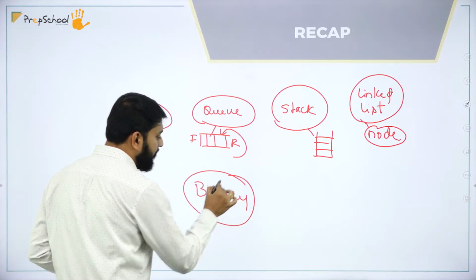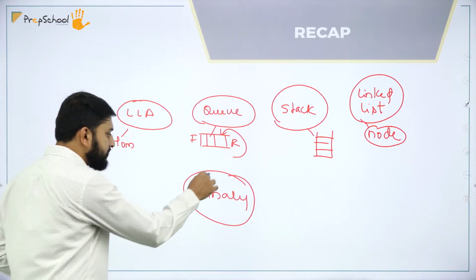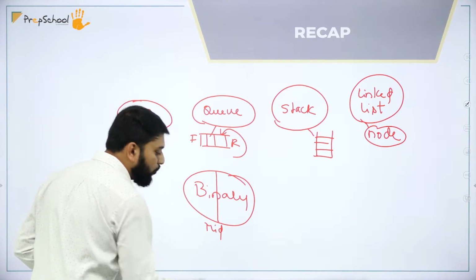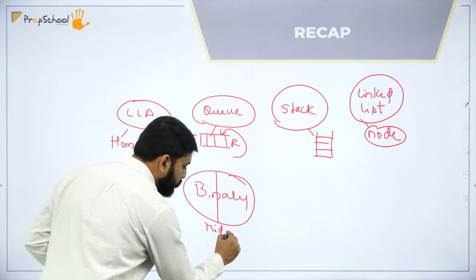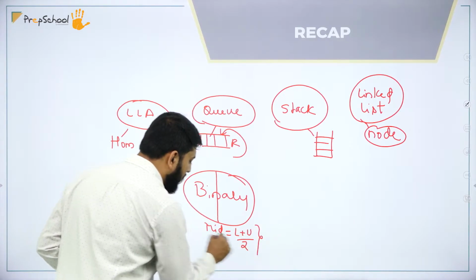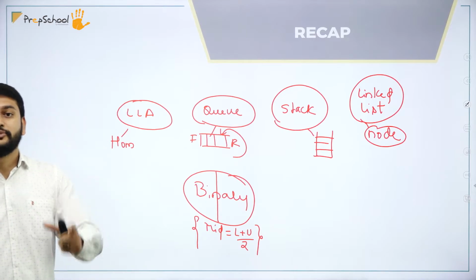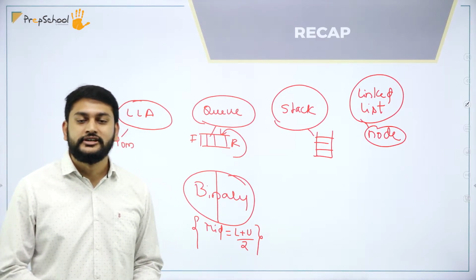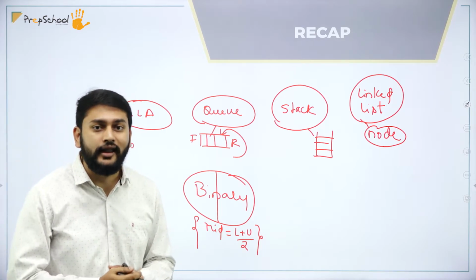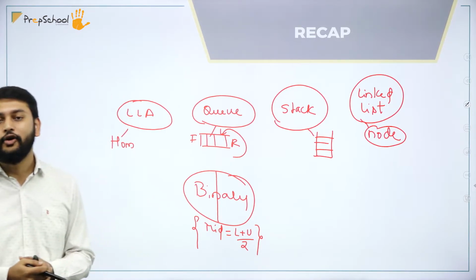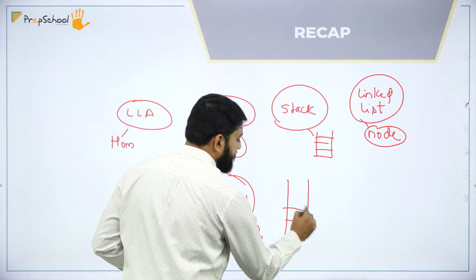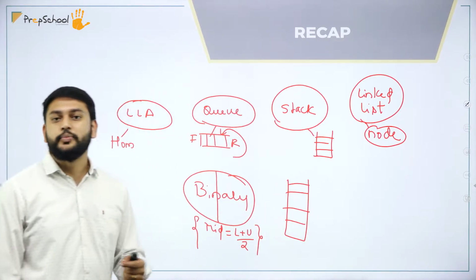Please remember binary search in the sense you will calculate the mid value. How do you calculate the mid value? Please remember lower bound plus upper bound divided by 2. This is the formula that you should remember when it comes to the concept of binary search. Along with that, I have also discussed how we insert an element inside the array. So please remember that also. That is the last concept that I have discussed in the previous session.